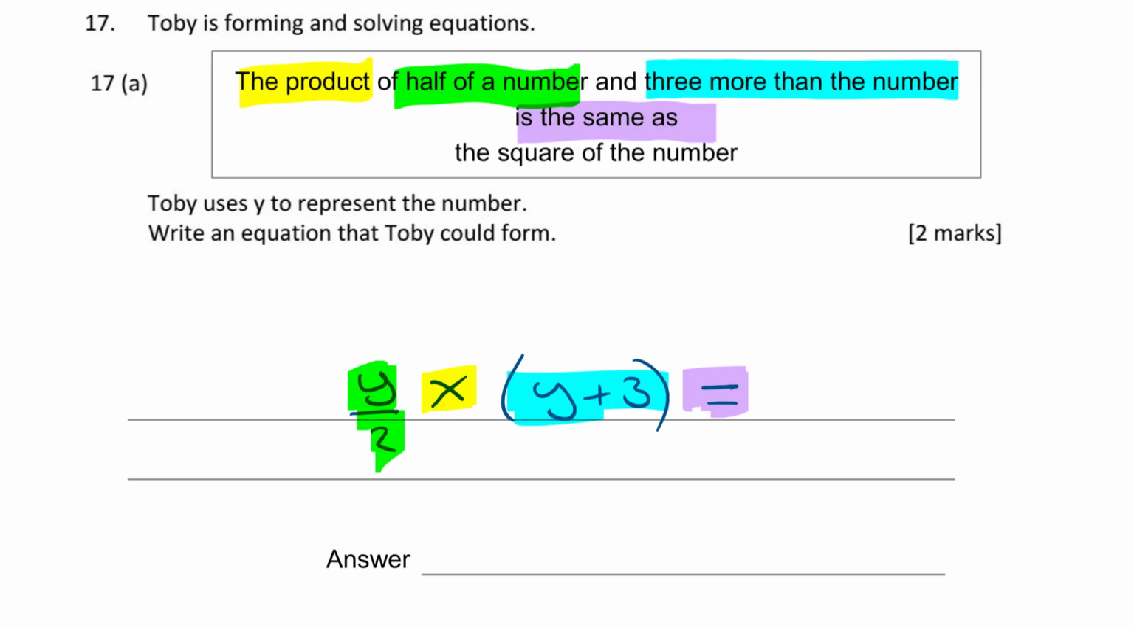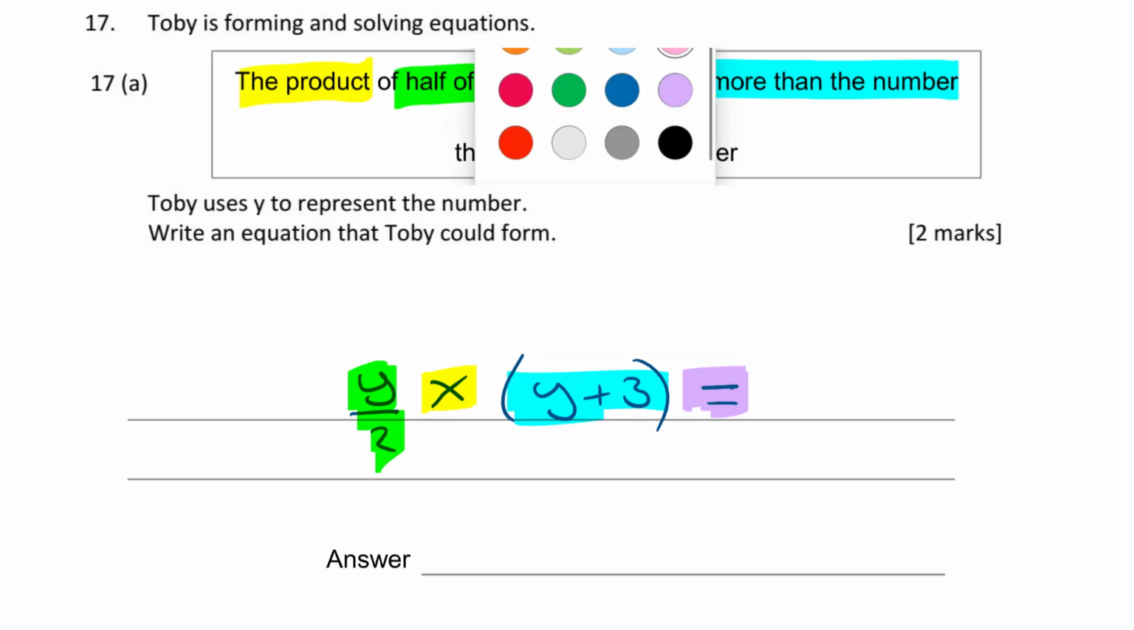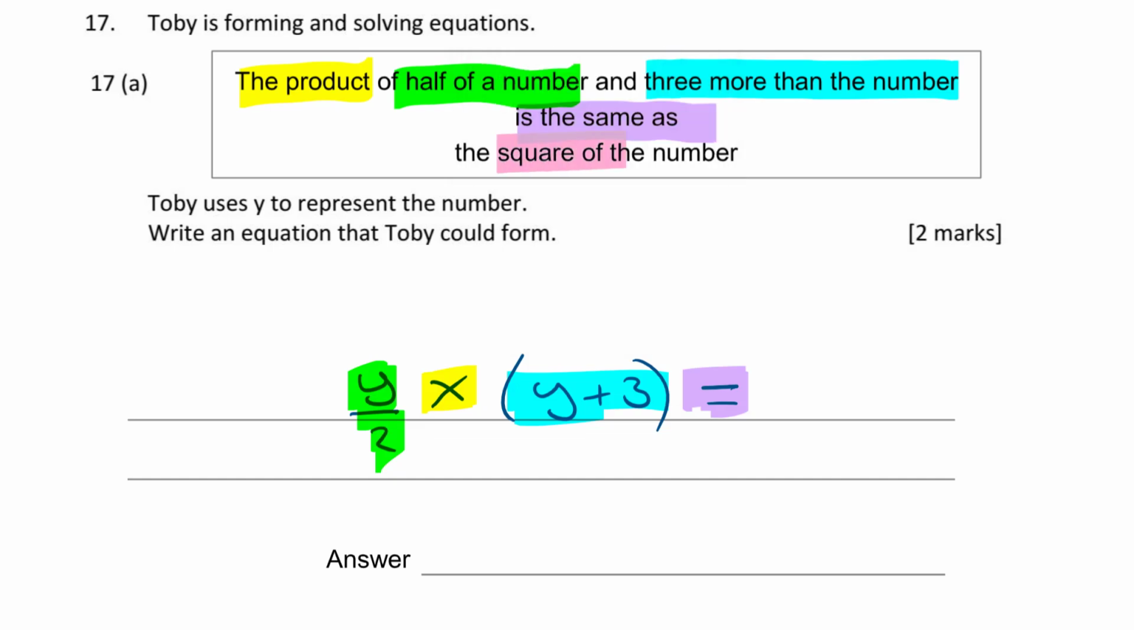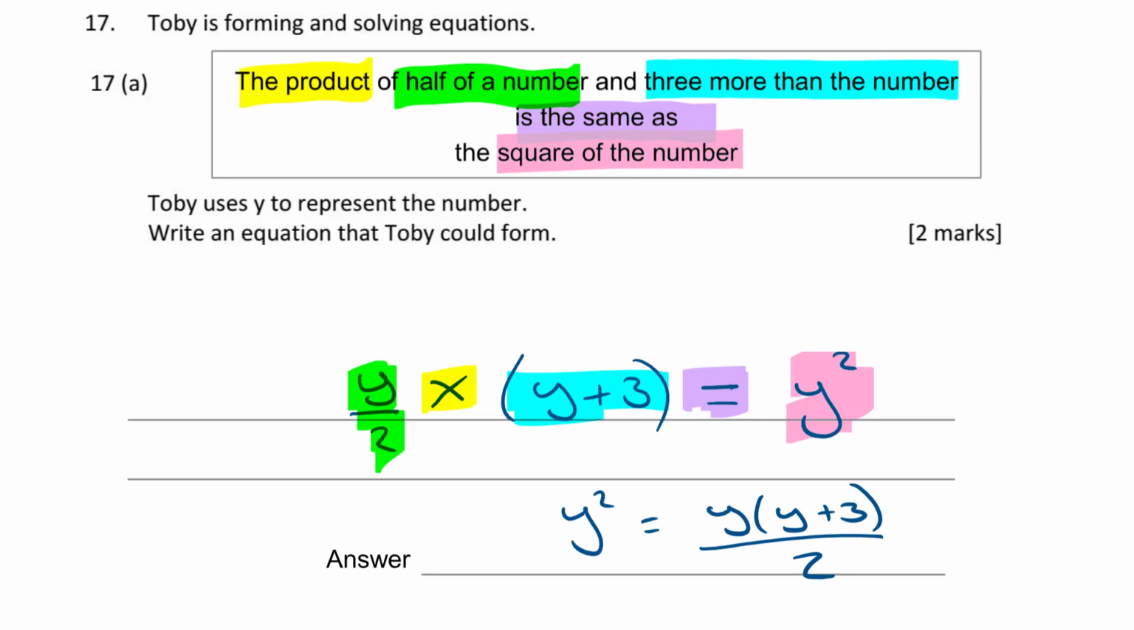And then finally, I'm running out of nice colors. Okay, let's go for pink. The square of the number. So my number is y, so the square of y is going to be y squared. Okay, so y over 2 times y plus 3 is equal to y squared. So I'm just going to rewrite that as y squared equals y plus 3 over 2.